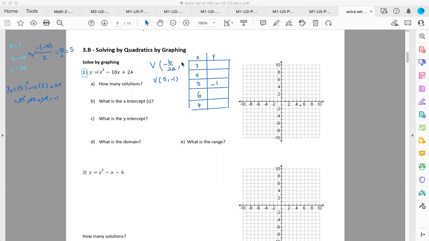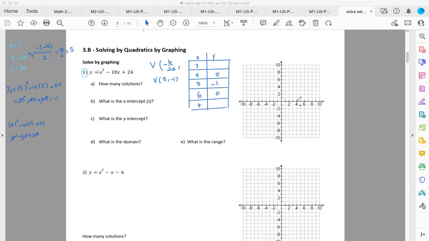So let's try this. Therefore, we have to only try one side or the other. We don't have to plug in for 3, 4, 6, and 7. We can just do it for 3 and 4. So if we plug in 4, f of 4, you get 4 squared minus 10 times 4, and then plus 24. And this gives us 16 minus 40 plus 24. 16 plus 24 is 40, minus 40 is 0. So 4 gives us 0. This is your x-intercept, and 6 will also be your x-intercept.